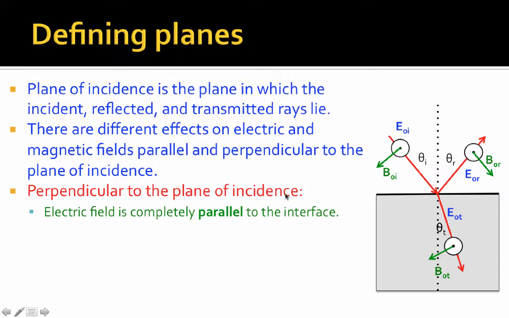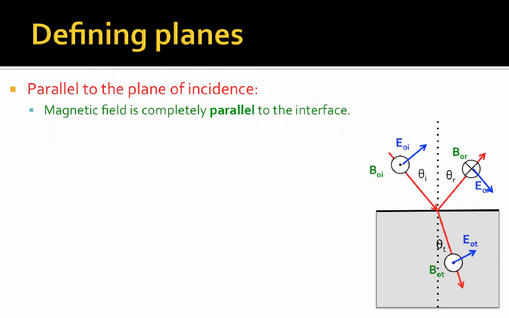So let's start with perpendicular to the plane of incidence. An electric field that is perpendicular to the plane of incidence is going to be, in this case, in and out of the page. So I've drawn that here with a circle and a dot in the middle to show that the electric field is coming out of the page. The magnetic field is pointing off this way. The reflected electric field is still coming out of the page, and as is the transmitted electric field. So this in and out of the page would be perpendicular to the plane of incidence.